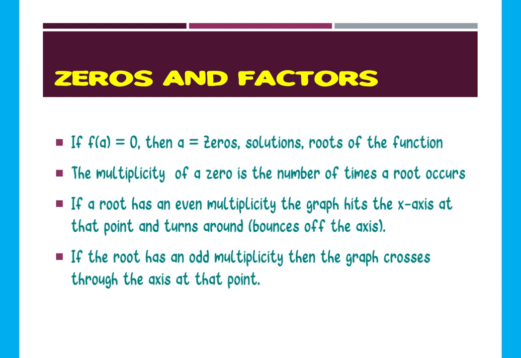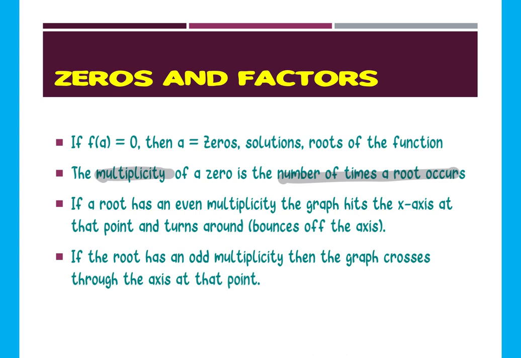If f of a equals 0, then a is called a zero or a solution or a root of the function. We've now talked about this like 700 times, okay? The multiplicity of a zero is the number of times a root occurs. So if the same answer occurs multiple times, I count how many times it occurs, and that's called the multiplicity. So if I have x equals 2 and x equals 2, obviously that's a multiplicity of 2.